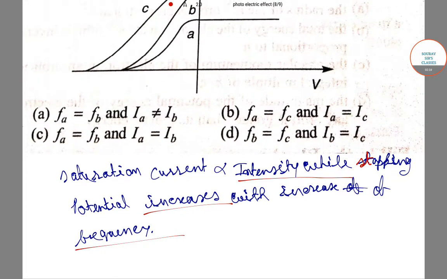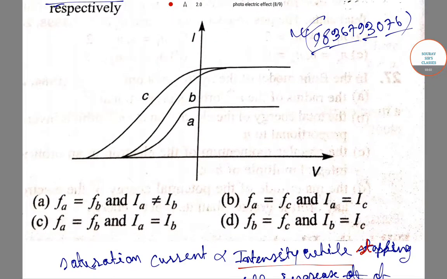So here, for the A and B lines, FA is equal to FB, but the intensity IA is less than IB. The frequency of A is equal to the frequency of B. So the correct option is A for this question.